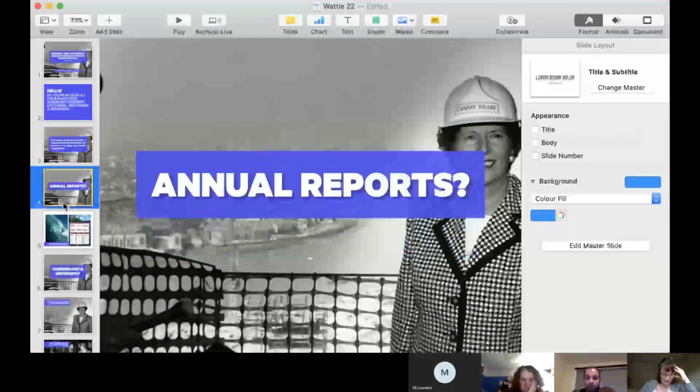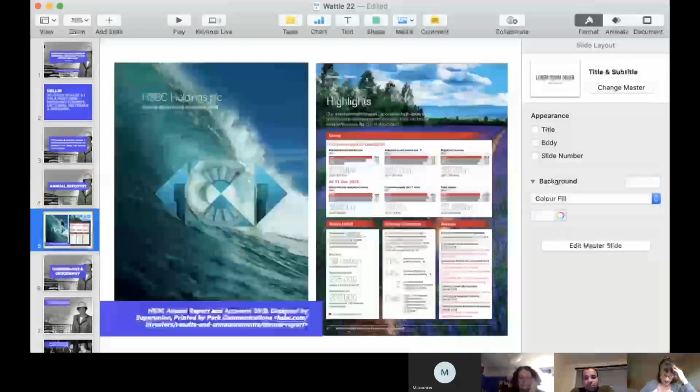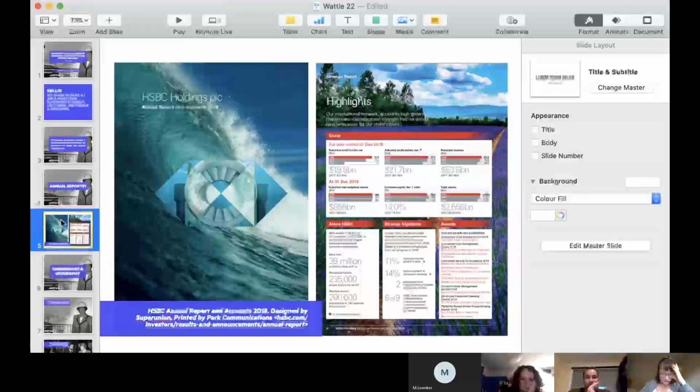Firstly, a little bit about annual reports. So since 1967, annual reports have been a legal requirement for all UK registered companies and charities and provide a comprehensive report on a business's activities and financial performance throughout the preceding financial year. Today, they can look something like this. So this is a couple of pages from the PDF annual report lifted from the HSBC's website.